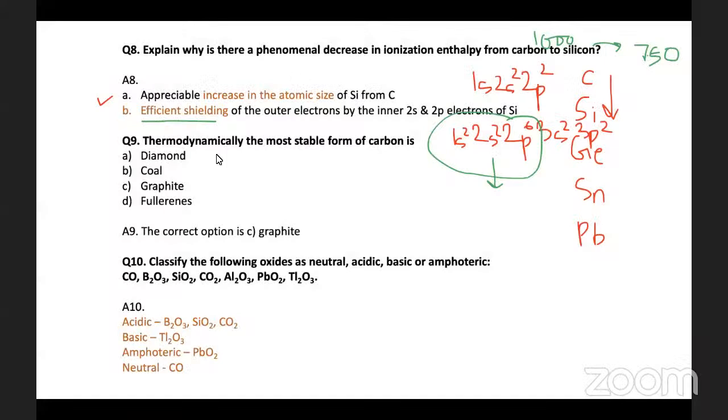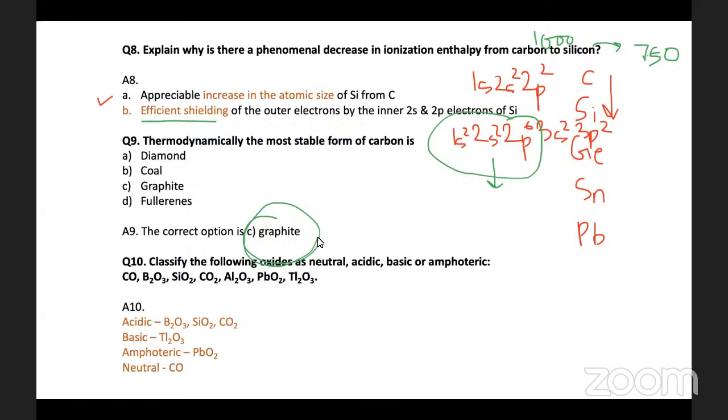So you should know carbon can show a number of allotropes because of the catenation property of carbon. It can form several carbon-carbon bonds. All these are allotropes of carbon: diamond or coal, graphite, fullerenes. Among which graphite is the thermodynamically most stable form. That you have to remember for the exam. Graphite is the most thermodynamically stable allotrope of carbon.